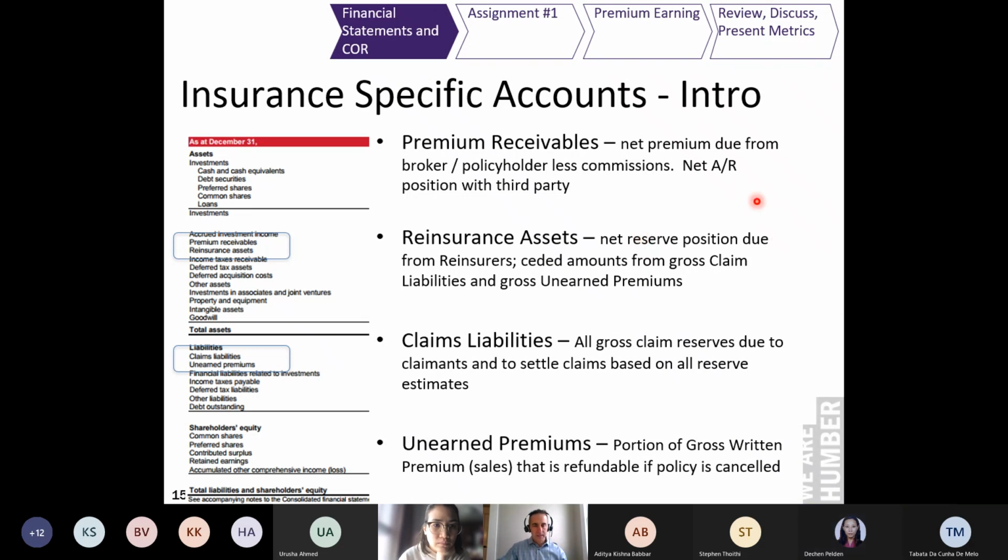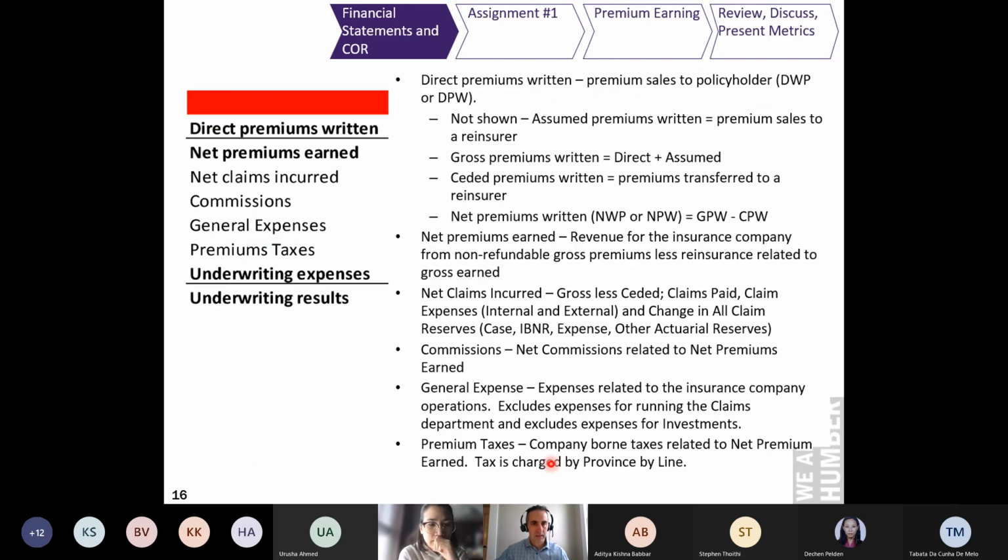All right. Let me just see if there's anything else here to show on the claims. Liabilities. These are the gross claim reserves that the insurance company is going to be paying out to claimants. And then we talk about UPR and reinsurance a little bit next week. I might come back to these further descriptions of these accounts afterwards, but we'll probably cover this in our examples in Excel.